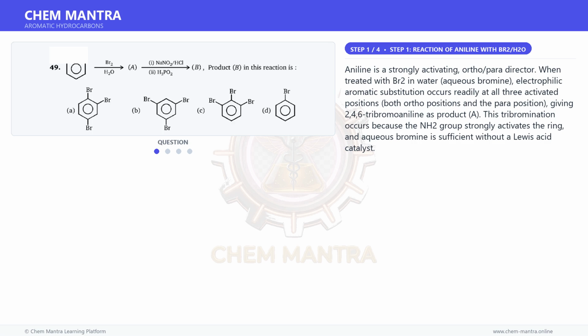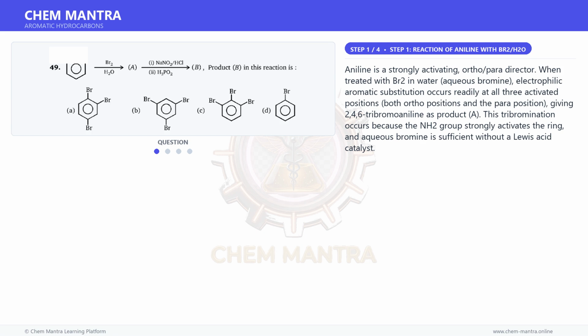Aniline is a strongly activating ortho-para director. When treated with Br2 in water, aqueous bromine, electrophilic aromatic substitution occurs readily at all three activated positions, both ortho positions and the para position, giving 2,4,6-tribromoaniline as product A.